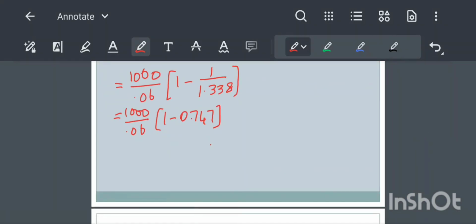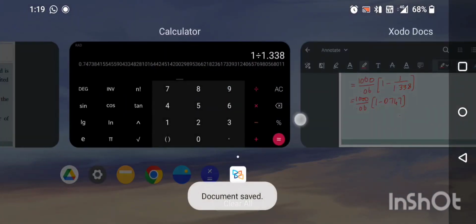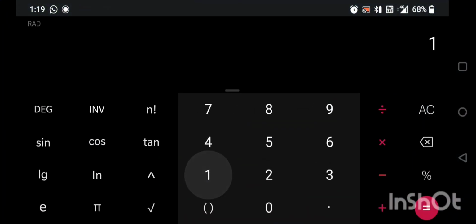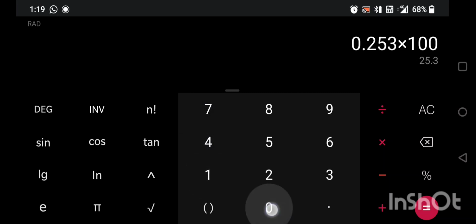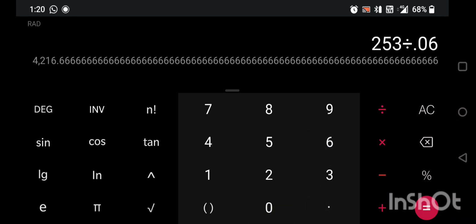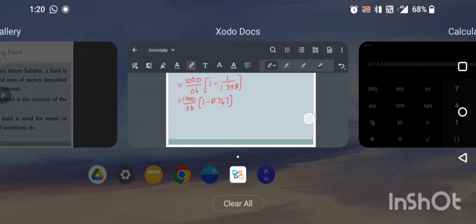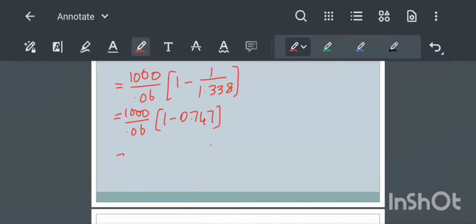So now calculate the value for this. 1 minus 0.747, you will get 0.253. Multiply with 1000, you get 253. Divide by 0.06, you get 4216 rupees as your answer. So the answer is rupees 4216.67. There will be some minor change in your decimal value because we are truncating here.